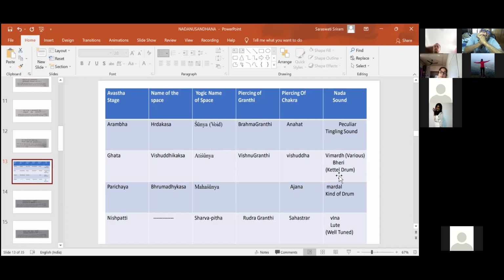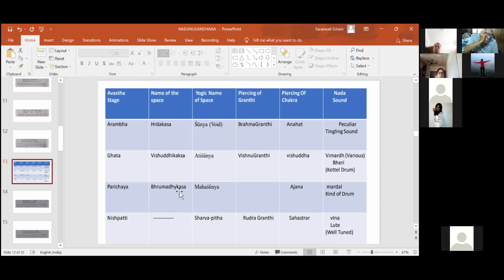And here, which sound will be heard? Only this whole table you have to learn by heart for the examination. Which sound will be heard? Kettle drum. Kettle drum is a kind of damru which Lord Shiva has in his hand. That damru is called kettle drum. So, the third stage is called Parichaya. Here, the name of the space, because we should know where it is piercing, is Bhru Madhya Akasha.